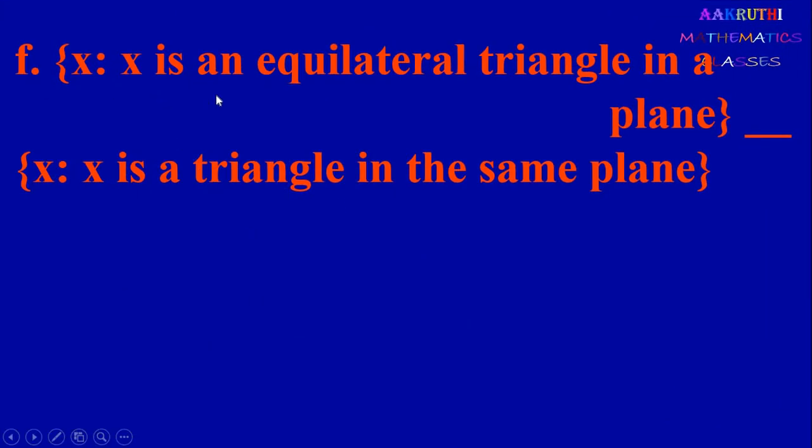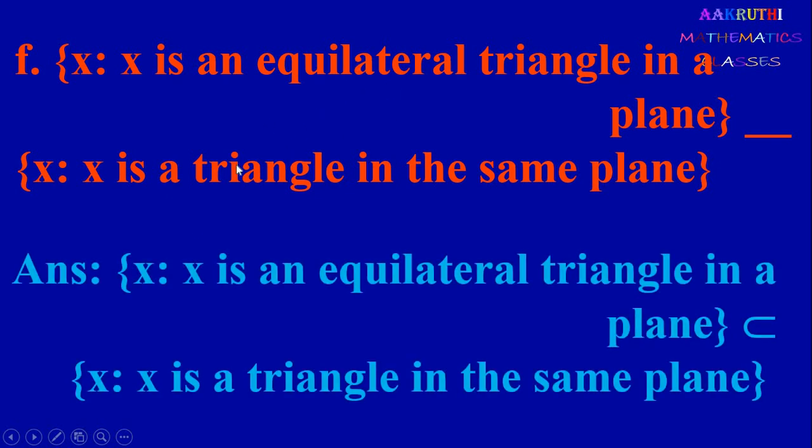Set of all x such that x is an equilateral triangle in a plane. You have to check whether it is a subset or not a subset of the set of all x such that x is a triangle in the same plane. Now here we have many triangles. Here we have only equilateral triangles. We know that an equilateral triangle is also a triangle. All these equilateral triangles are present in triangle also. So therefore this is a subset.